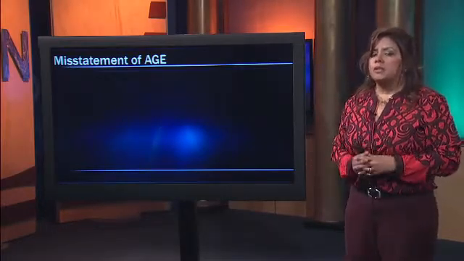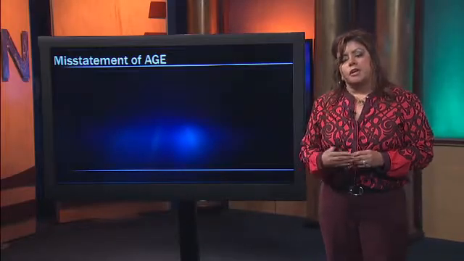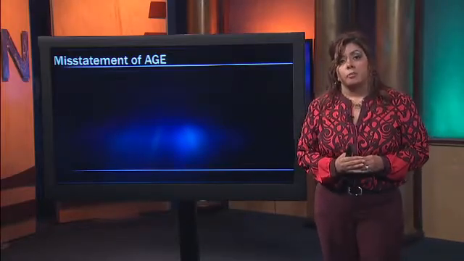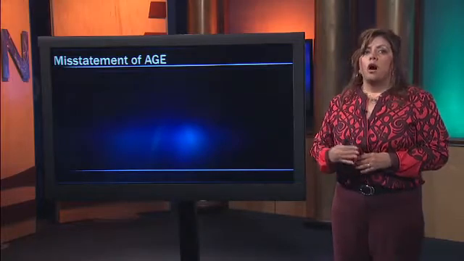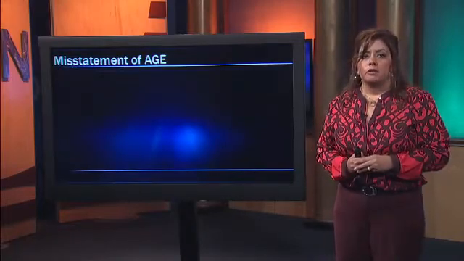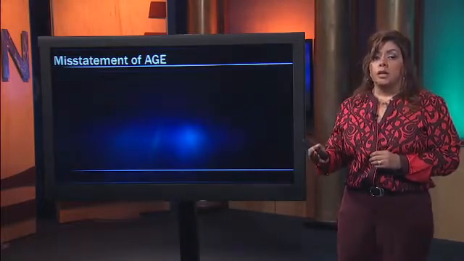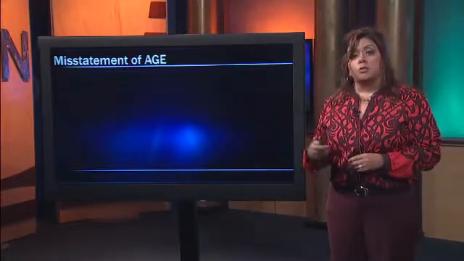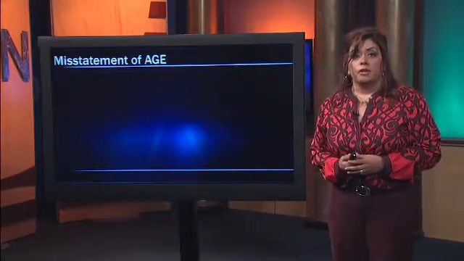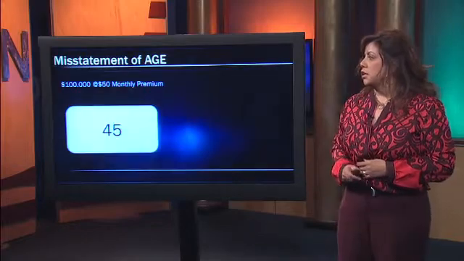Now, what happens in this instance? If the company discovers that there's been an error on the application, they will still honor that and make it right. What they will do is simply adjust the death benefit to what the premium would have purchased at the correct age. So let's take a look.